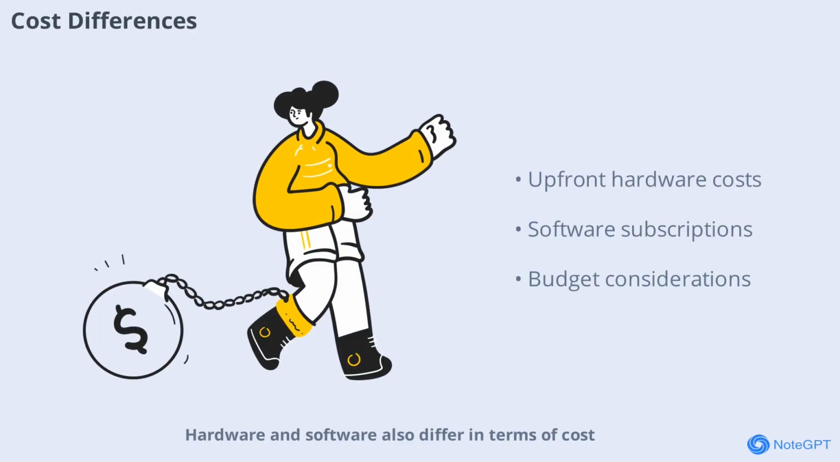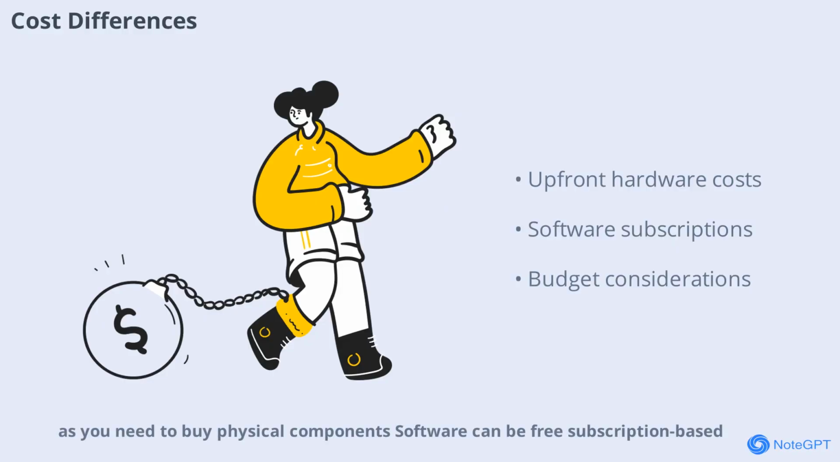Hardware and software also differ in terms of cost. Hardware often requires a larger upfront investment as you need to buy physical components. Software can be free, subscription-based, or require a one-time purchase. Over time, software costs can add up, especially with regular updates or premium features. It's important to consider both when budgeting for a new computer or device.